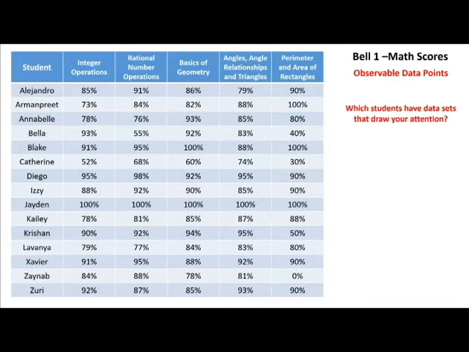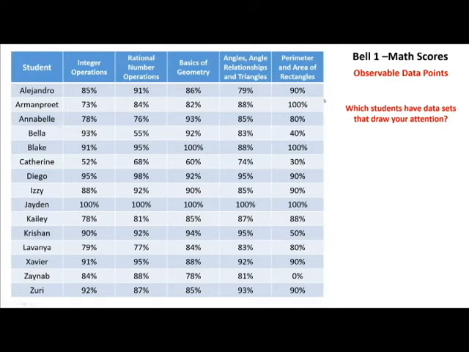So here's what I'd like you to do. I'd like you to pause the video for just a moment. I want you to look at these 15 students and look at their five assessment scores and see if you can spot any students that have data sets that draw your attention or things that stand out or are noticeable to you. Just pause the video, take a second, see if you can come up with a handful of names, and then restart the video when you're ready. I'm going to assume that if you're planning on doing that, you've already done that, and I'm just going to go ahead and dive in.